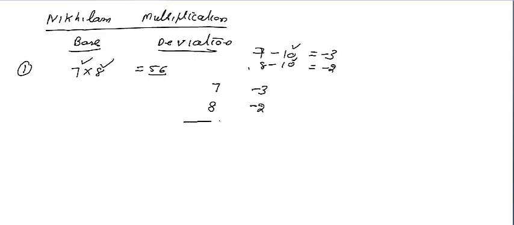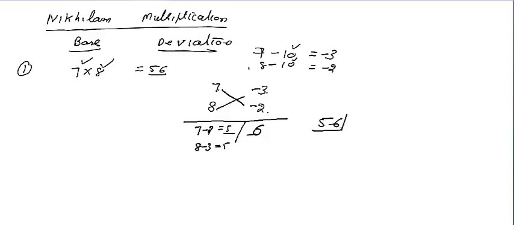After that, what you will do is very simple. Multiply 3 and 2, whatever the deviations we have, and you put 6. After that, you will add cross-wise, either 7 with -2 or 8 with -3. Listen carefully, I am saying "or", meaning you need not take both, only one of them. If you write 7 minus 2, you get 5, or if you write 8 minus 3, you get 5. So the result will be, one number is 5, another is 6. So the result will be 56.